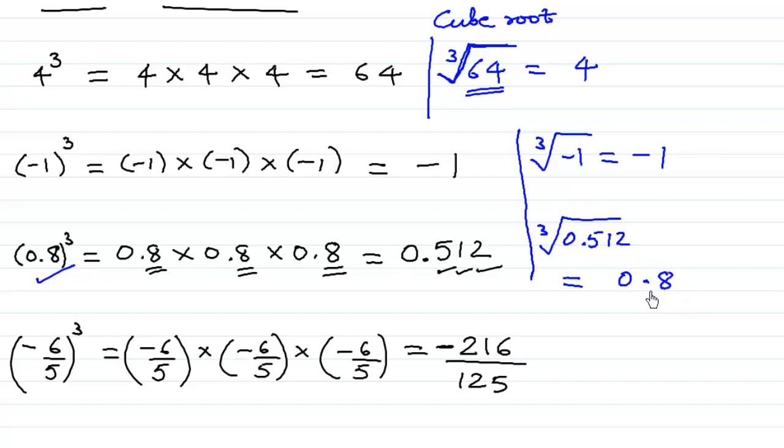So the thing that we need to understand from this is, if I cube a number which has only 1 digit after a decimal point, the answer will have 3 digits after a decimal point. In the very same manner, if a number has 3 digits after a decimal point, its cube root will only have 1 digit after a decimal point. So the cube root of 0.512 is 0.8. And the cube root of negative 216 upon 125 is negative 6 upon 5.